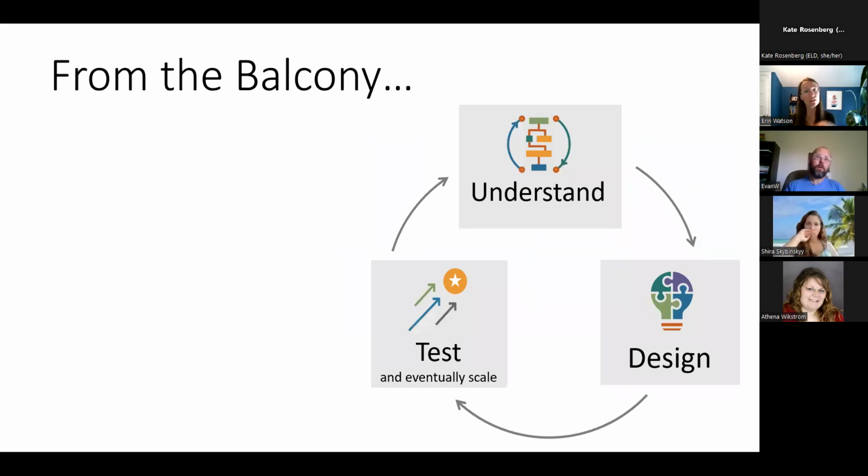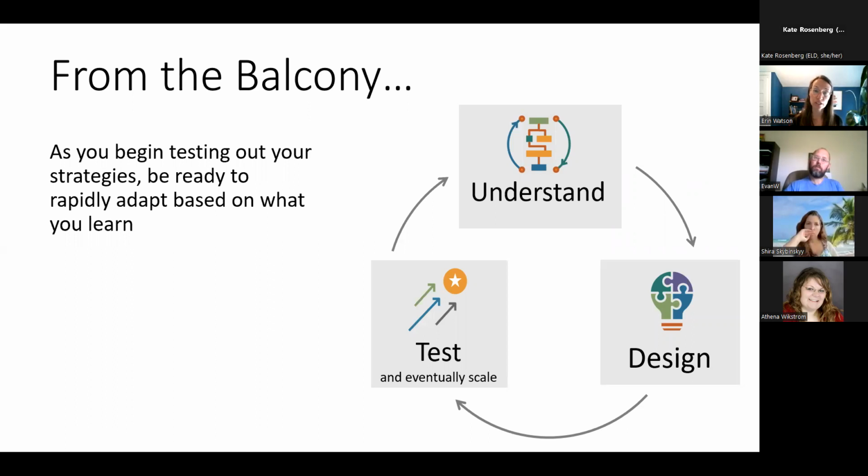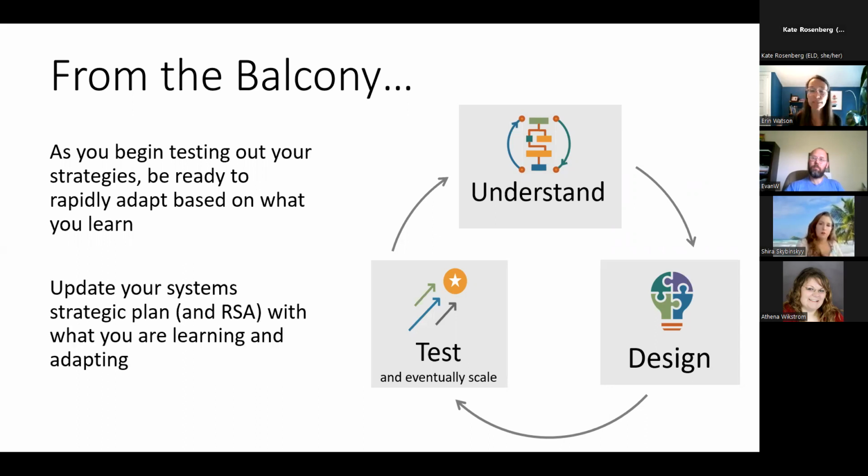Additionally, if you think about that action learning cycle, as you begin to test out your strategies and use that fail fast mentality, let's start small, let's test this out, see if it's working, and redesign it if necessary. You're being vigilant to figure out what is starting to make a difference and what isn't. And you're updating your plan and potentially your RSA as you learn more, and you're adapting and constantly going through this cycle so that your strategies are responsive to what you're learning as well as changes in your context.